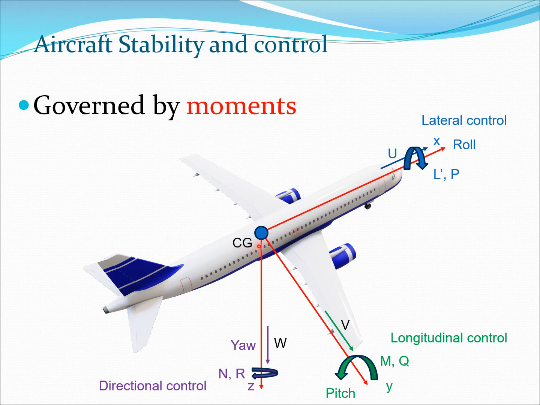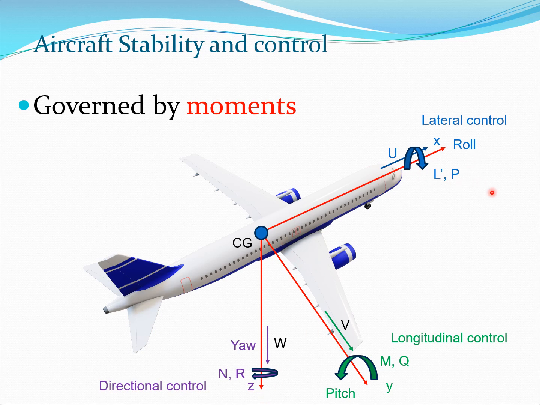To start thinking, let's start with this aircraft, and we know that the center of gravity is some point here, which I have made in the blue dot. Now, from this point, we can draw three different axes. So the coordinate system is X, Y, and Z respectively, which I have shown here.